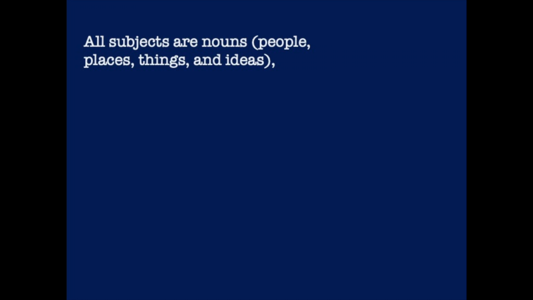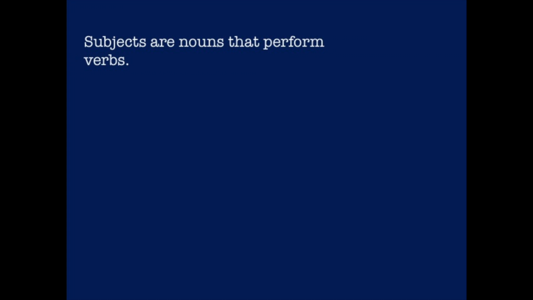Subjects are actors. All subjects are nouns, which are people, places, things, or ideas, but not all nouns are subjects. Subjects are nouns that perform verbs. They perform an action of some kind. So always think of the subject of a sentence as its main actor, as the noun that performs the main verb of that statement.